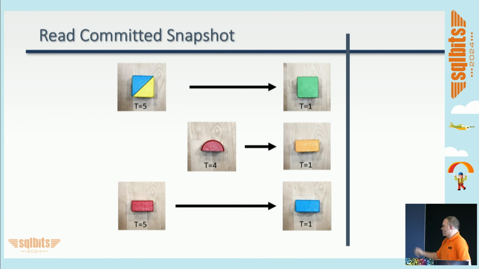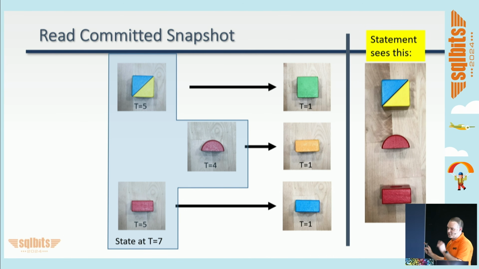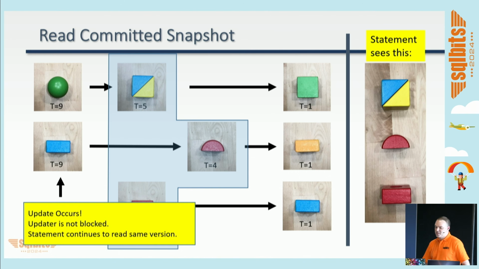So to go back to our block example here, at time equals 7, this is the current state of our table. It looks like this. Let's say we start a read at time equals 7, so the statement is going to see this. Meanwhile, while that read is still occurring, we're going to update 2 rows. Now, because we're using read committed snapshot, the updater is not going to be blocked, right? The statement will be able to read the same version because of the version store, and the updater is able to actually update the values at the same time. So what the statement sees isn't going to change, which is great, and we didn't have to block anybody to do it because there weren't any locks being held on this.